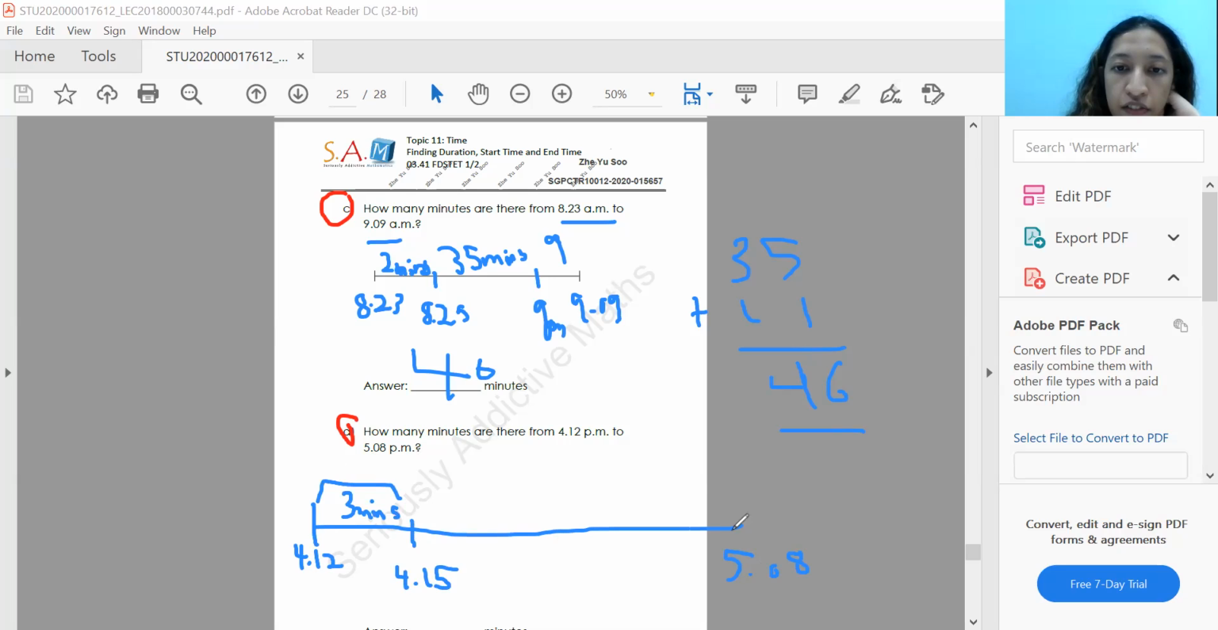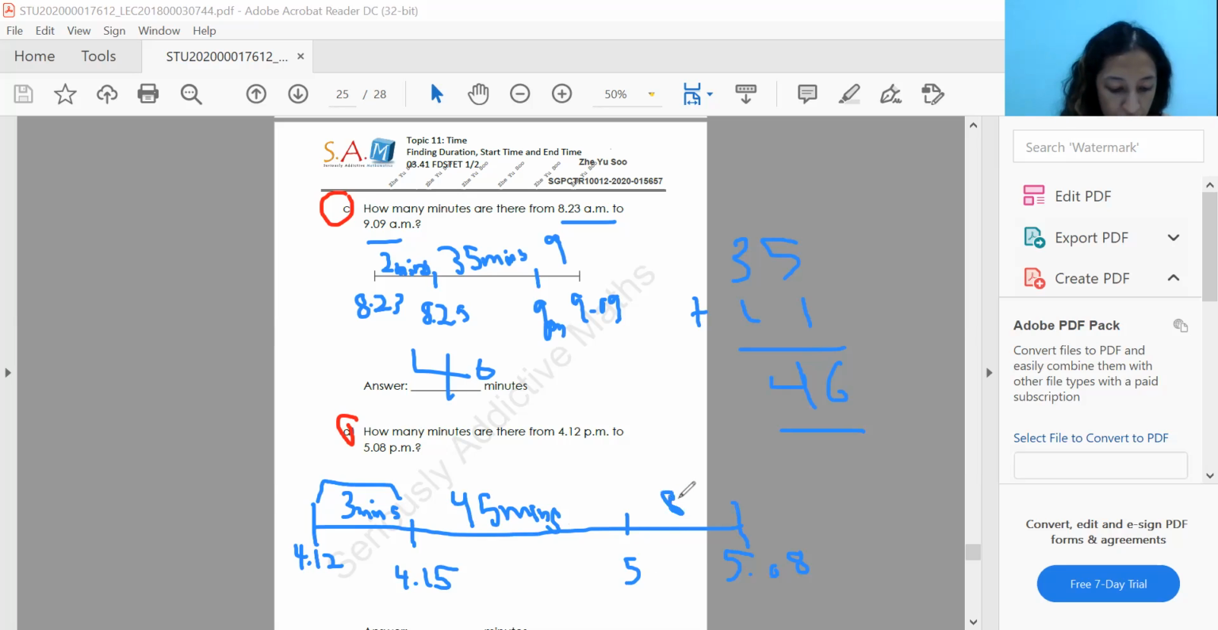And then 4:15, I would want to do all the way to 5. So 4:15, 4:20, 4:25, 4:30, 4:35, 4:40, 4:45, 4:50, 4:55, 5. So there are 45 minutes. Okay. How did I get 45 minutes? Okay. 5, 10, 15, 20, 25, 30, 35, 40, 45. Okay. And then from 5 to 5:08, 8 minutes.